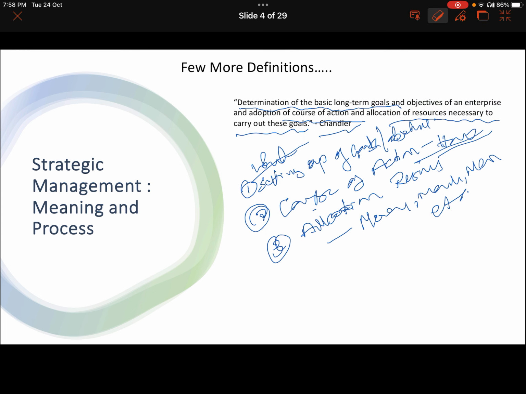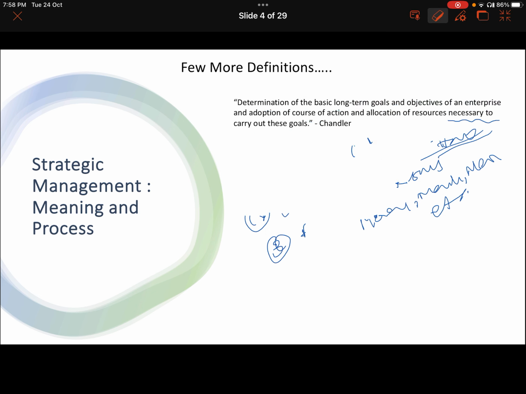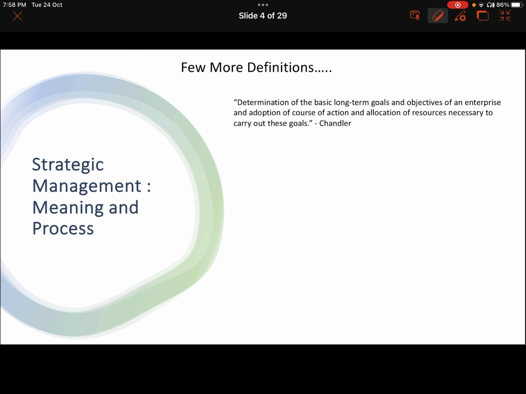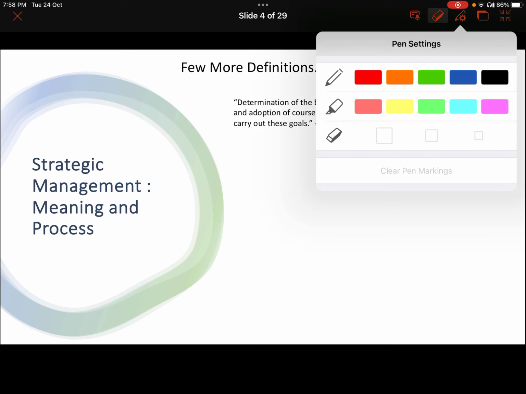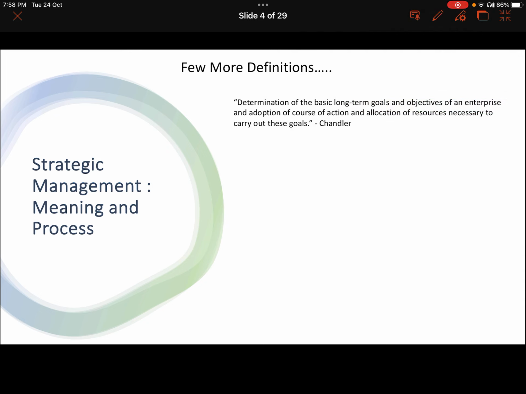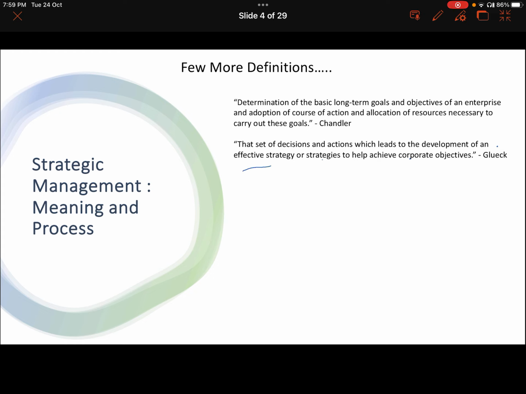Now we will go back and see the next definition. According to Glueck, strategic management is that set of decisions and actions which leads to the development of an effective strategy or strategies to help to achieve corporate objectives.